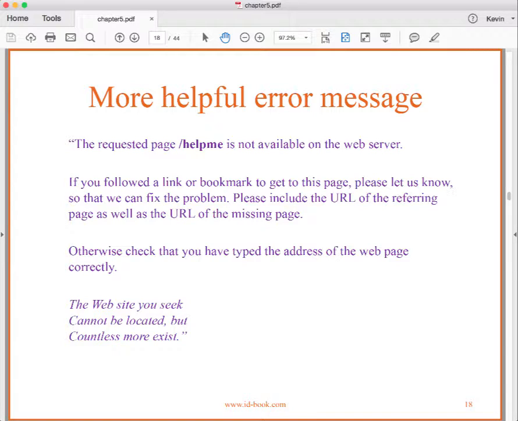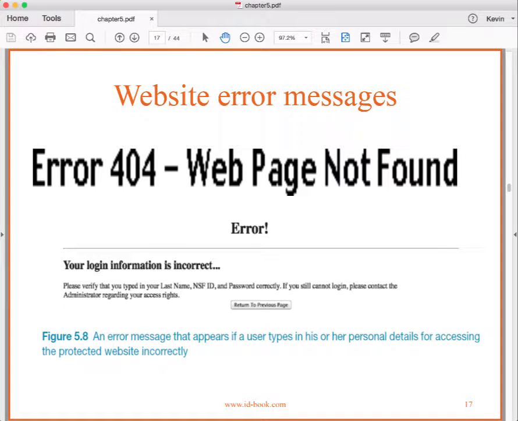Here are some more helpful error messages. The requested page, and you say what it is, is not available on the web server. If you followed a link or bookmarked the page, so a little bit helpful there. This, in comparison to the page that we saw before, is more consultative, and it's really creating a kind of calm and cheery emotional tone, whereas the one before it is just grating on my nerves.